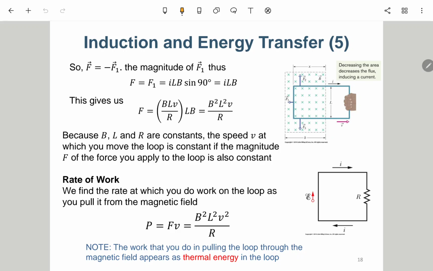Okay, so here we make use of this one. F equals I L cross B, which is the Lorentz force. Then sine of 90 degrees is 1. So F is ILB.